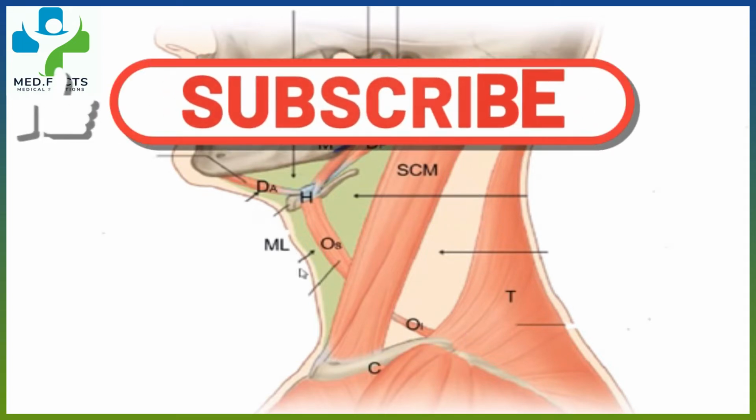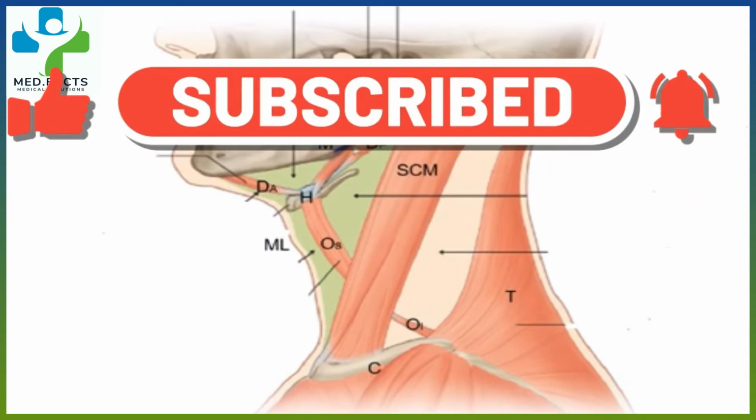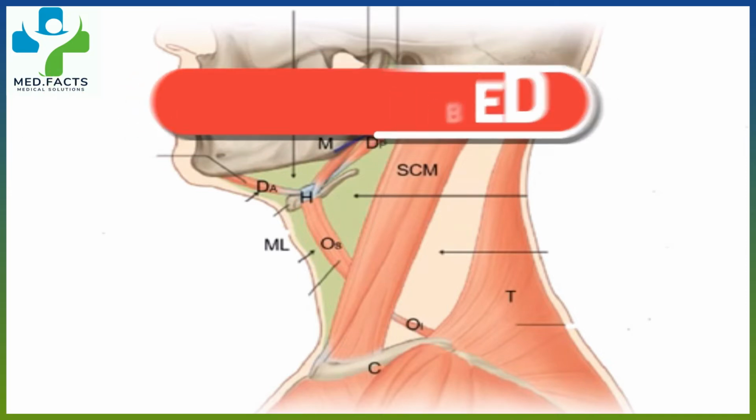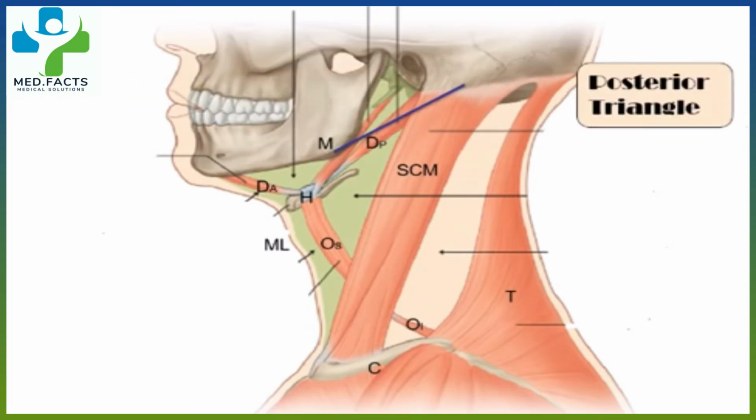So these are the 4 boundaries for this whole area of the neck, one side of the neck. This is the quadrilateral area. Now this quadrilateral area is divided into two triangles, the anterior triangle and the posterior triangle, by a muscle.